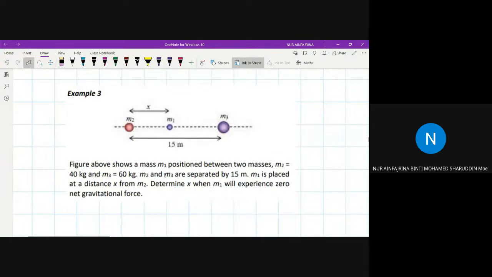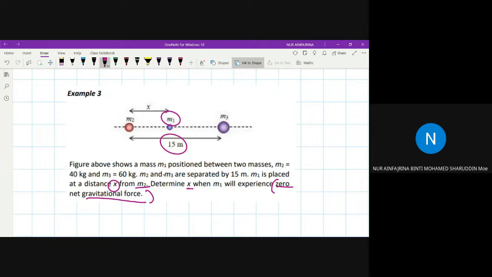Okay, figure above shows a mass 1 positioned between two masses M2, 40 kg, and M3, 60 kg. M2 and M3 are separated by 15 meter. Jarak daripada M2 sampailah ke M3 is separated by 15 meter. M1 is placed at distance x from M2. Determine x when M1 will experience zero net gravitational force. It means dekat M1 ini, dia akan experience zero net gravitational force.